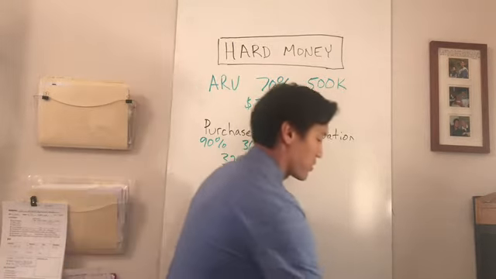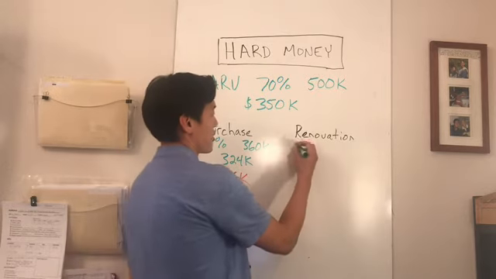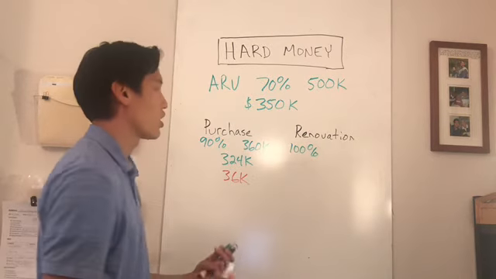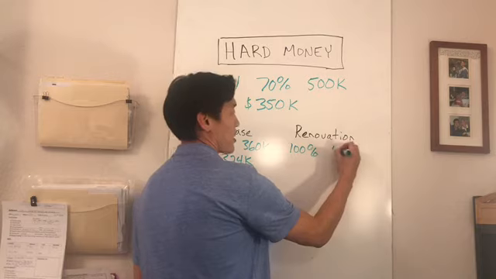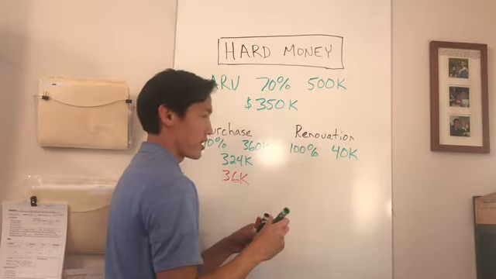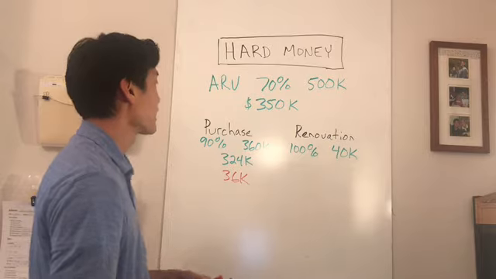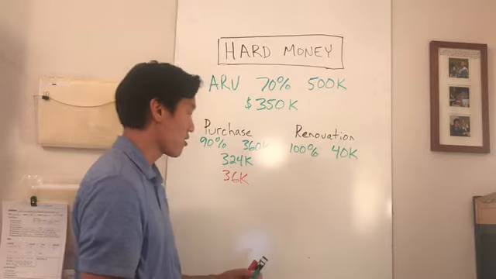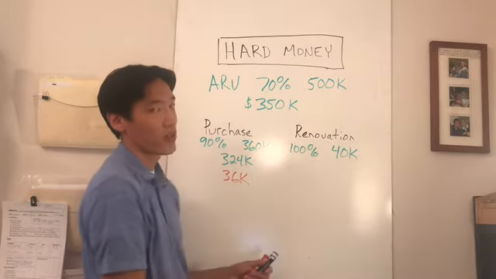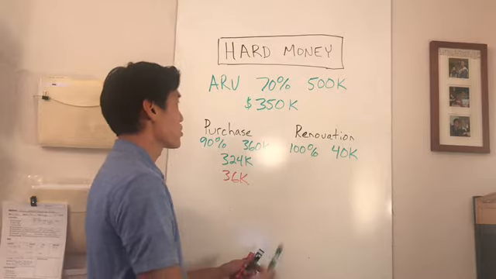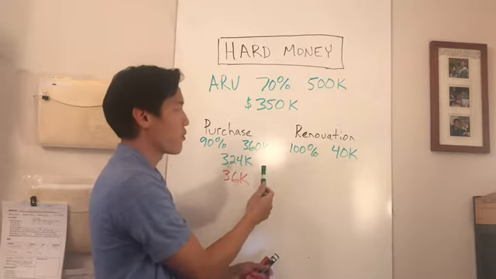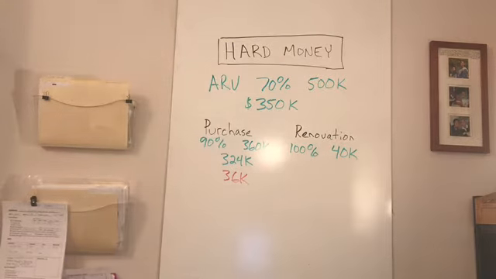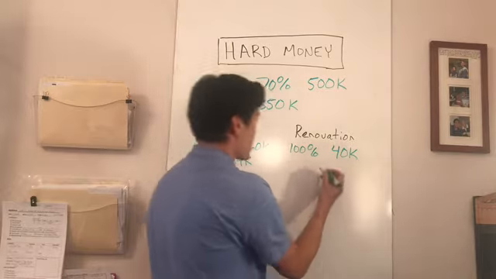Now, let's say for example, after I ask the hard money lender how much of the renovation they'll lend, they'll lend me the full 100% of the renovation. And let's say for this project, it's a real easy cosmetic fix of $40,000. Now, they're not going to lend me that full $40,000 because they'll only lend a maximum of $350,000 for this project. So 350 minus the 324 is the remainder of what the hard money lender is going to lend me. In this case, they're going to lend me $26,000.